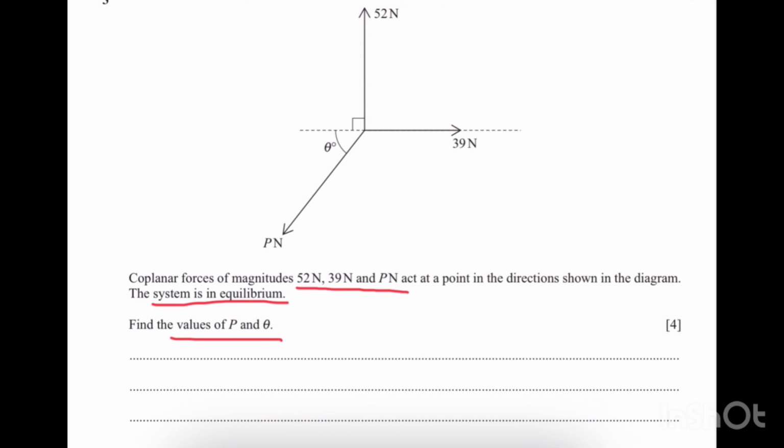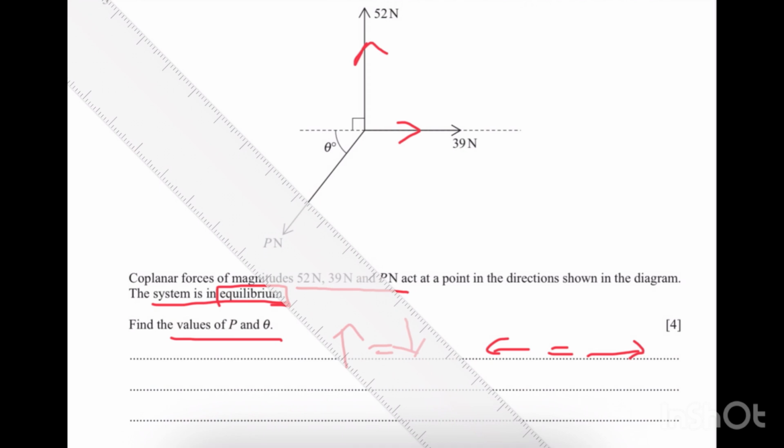The keyword in this question is equilibrium. Equilibrium means that the forces acting upwards must be equal to the forces acting downwards, and the forces acting leftwards must be equal to the forces acting rightwards. The 52 newton force is acting upwards to the north, and the 39 newton force is acting completely to the right. But this P newton force needs to be resolved since it has two components.